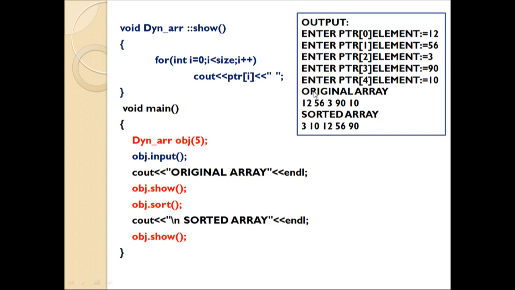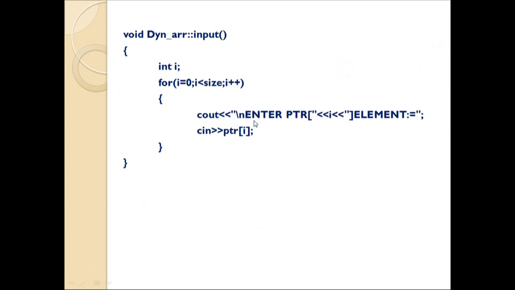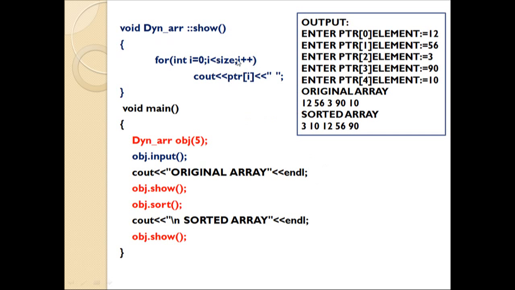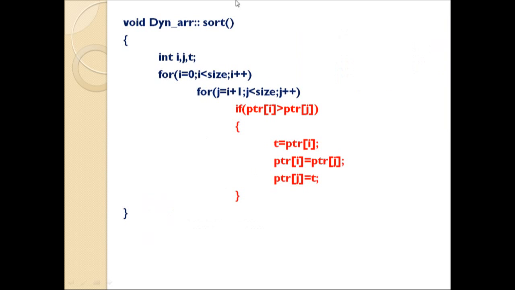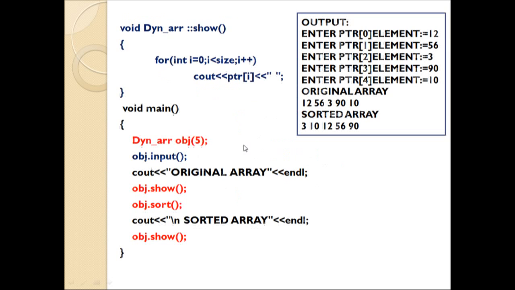So we will first display. So here you can see in the display, in the show function, we are simply displaying the elements in the same order as we are accepting, and then we are calling the sort method. So control will move into this function, and it will arrange all the elements in increasing order, and then we are again displaying the sorted array with the help of this show function.